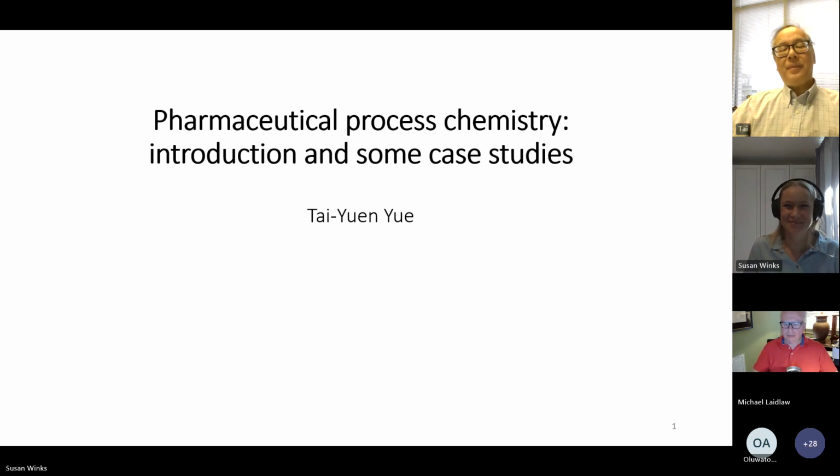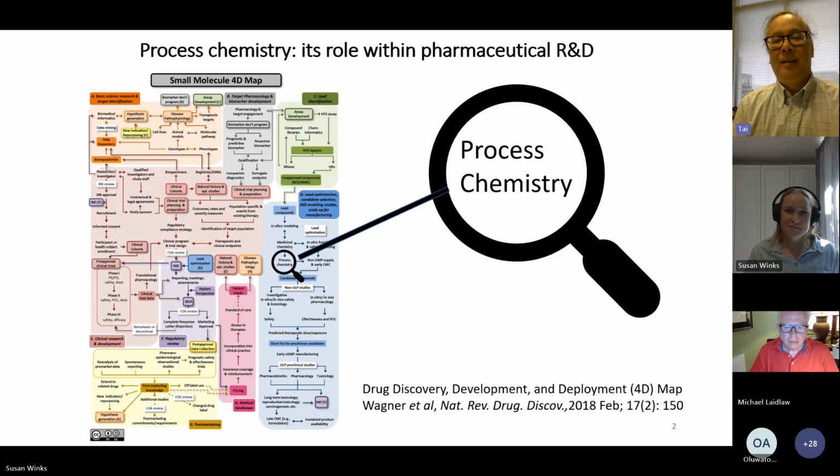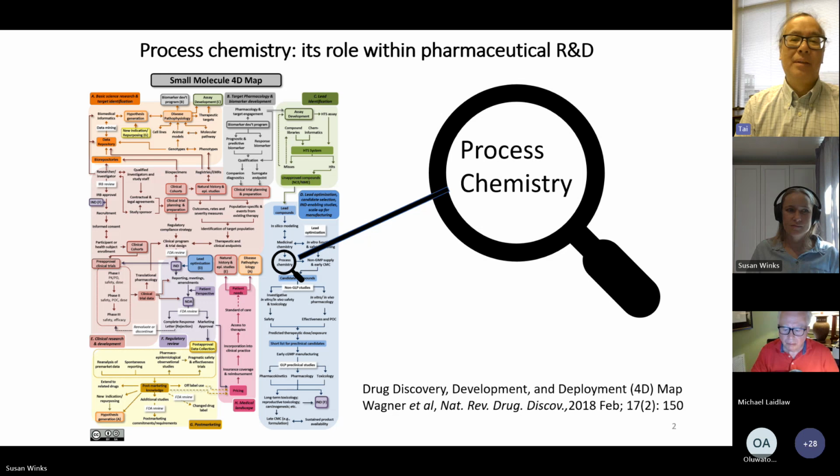Okay, next, please. So this is a very convoluted map. Some of you might have read this, which is called the 4D map for small molecule drug discovery, development and deployment, a map for small molecule drugs. You have to use a magnifying glass to actually find process chemistry on the map. Among the many activities to develop a drug, process chemistry is definitely a small part, but it's a critical and integral part in getting a successful drug development.